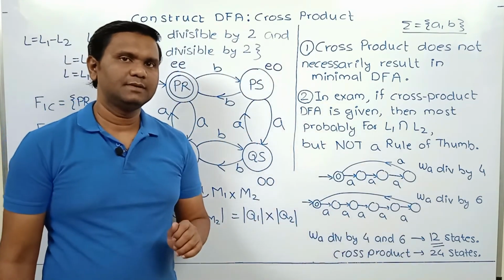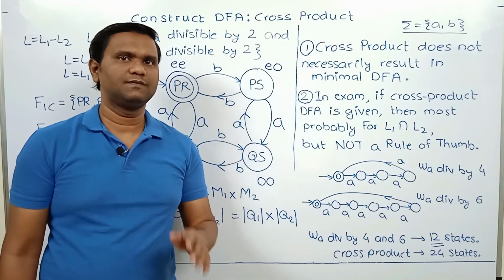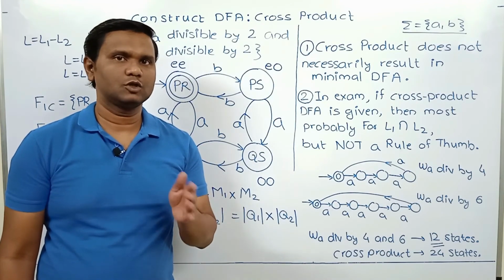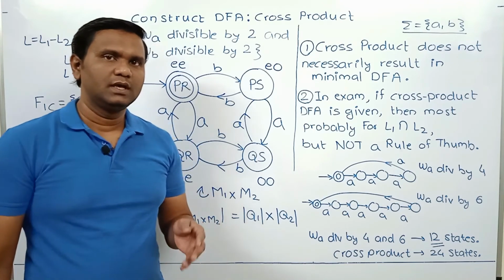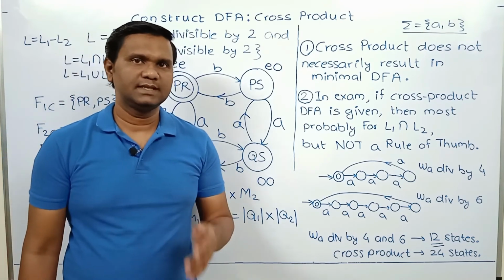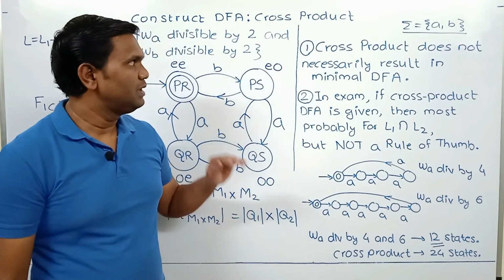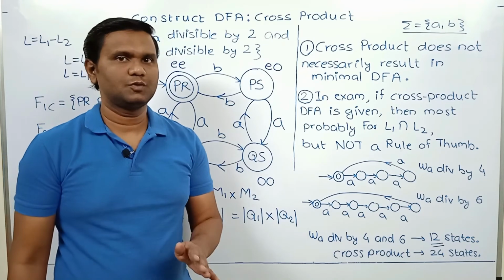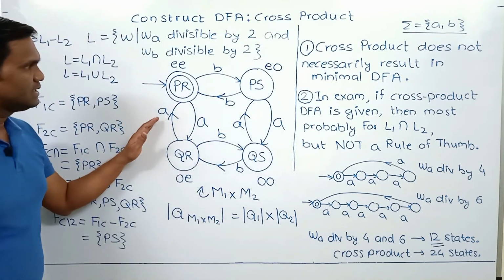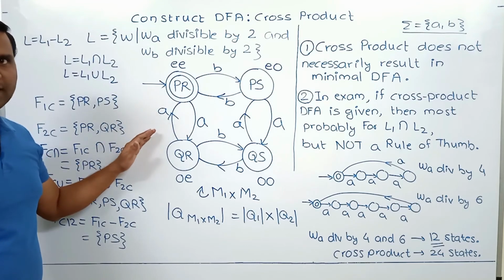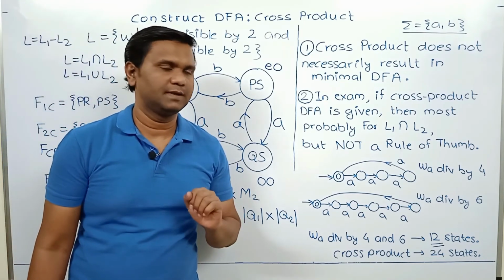So remember that if you have to design minimal DFA, cross product should not be your first choice. If you take cross product, then you need to go for minimization of the DFA also. In future parts of this lecture series, we will study minimization of the DFA. So for minimal DFA, after cross product, you have to go for minimization. In this case, it gives minimal DFA, but in general, cross product may not give minimal DFA.